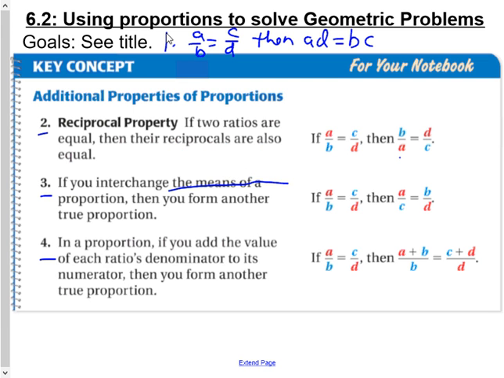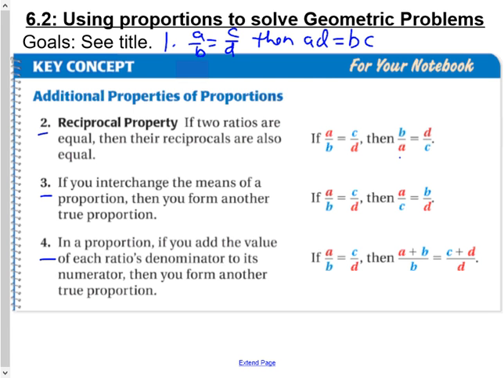Next one: if you interchange the means of the proportion, so the means are the bottom of the left and the top of the right, if you flip spots, then we're still true. These can flip position because we can still get AD equals BC. Just a little note here: generally, cross multiplying is how we are going to prove these.